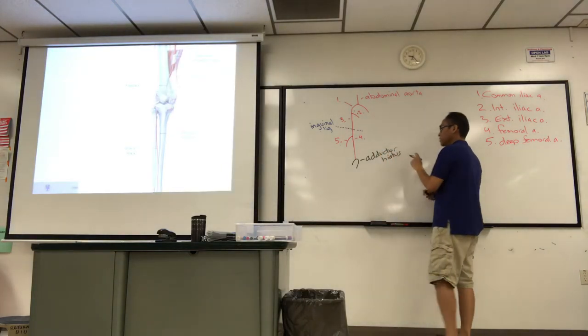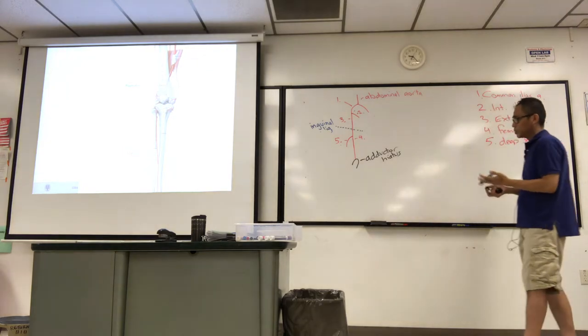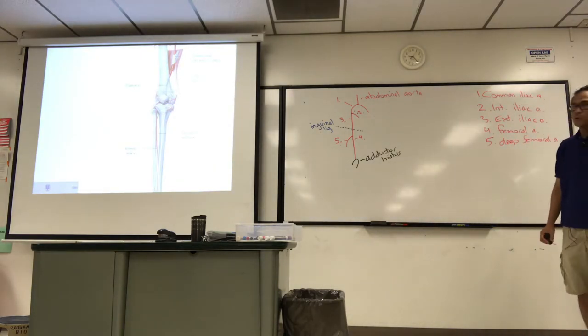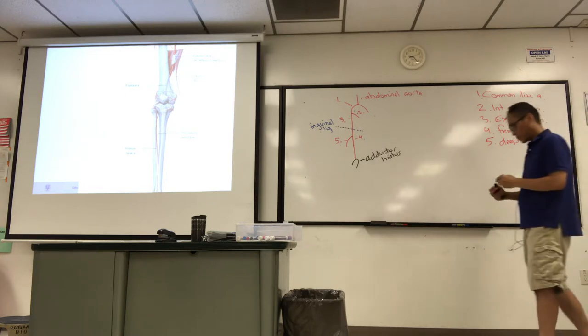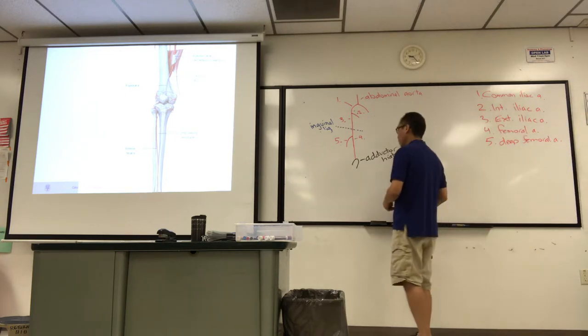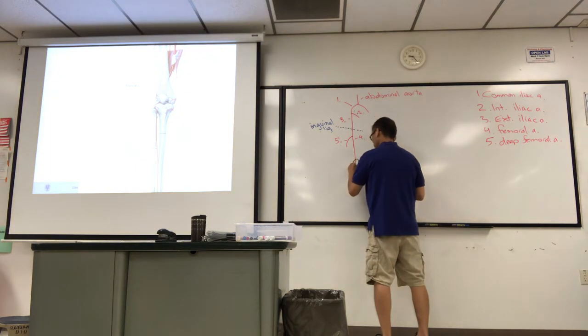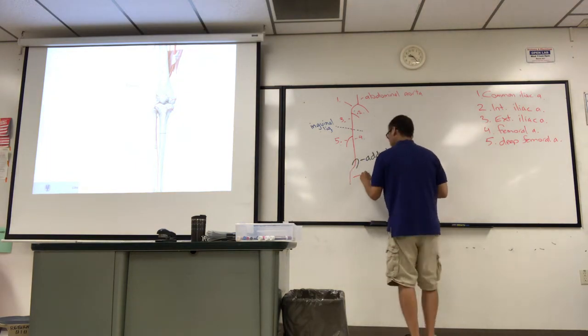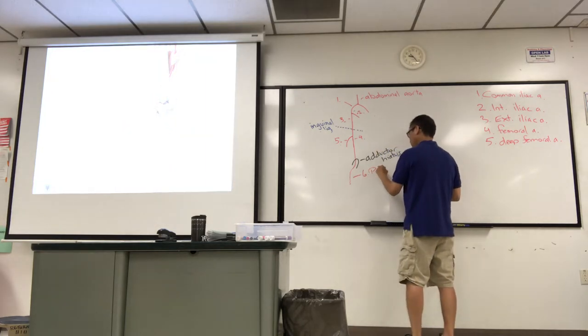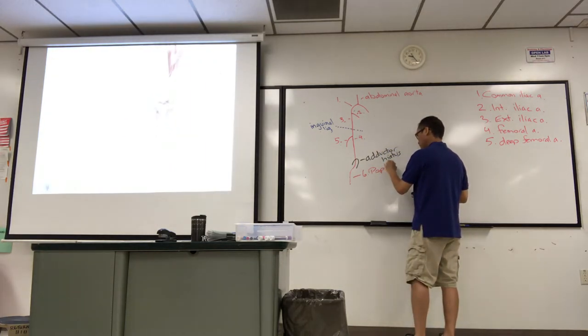The adductor hiatus is a space between the tendon of adductor magnus. Anyways, this is how the artery gets from the front to the back. Once it passes through there, it's going to go to the back of the knee. Then you call it popliteal, or popliteal, take your pick.